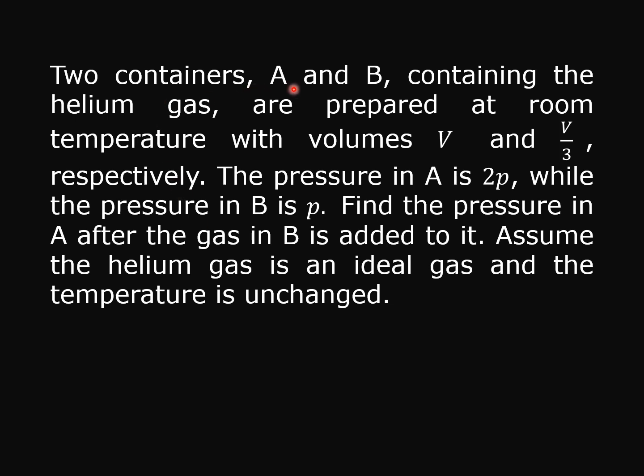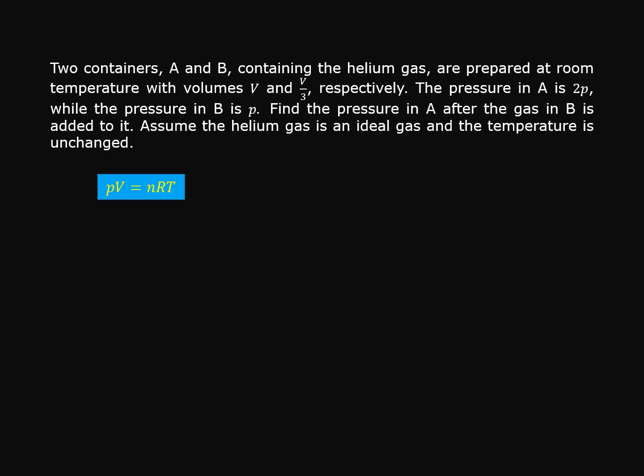Two containers A and B containing helium gas are prepared at room temperature with volume V and 1/3 of V, respectively. The pressure in A is 2P while the pressure in B is P. Find the pressure in A after the gas in B is added to it. Assume the helium gas is an ideal gas and the temperature is unchanged.